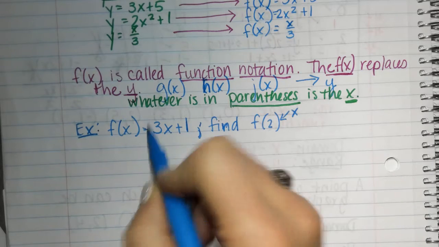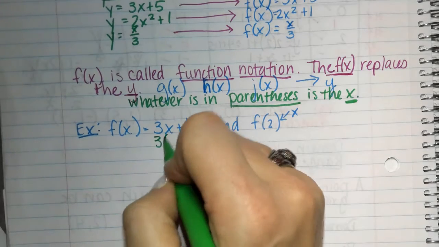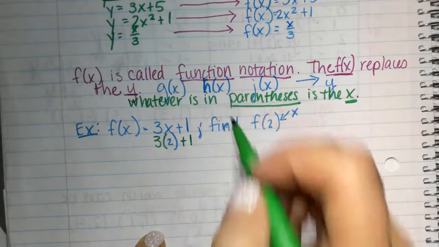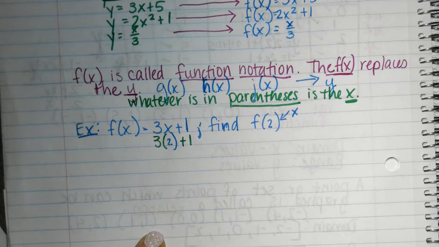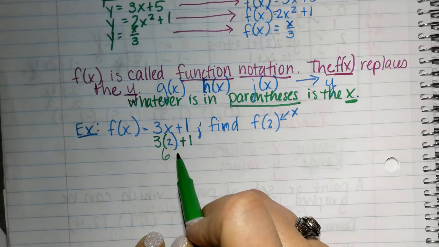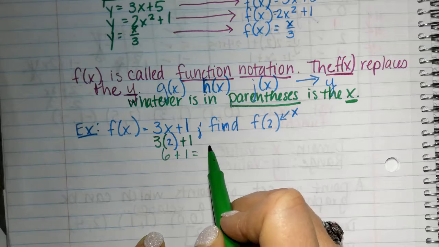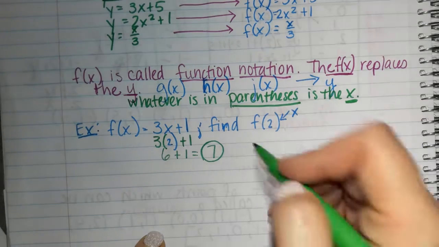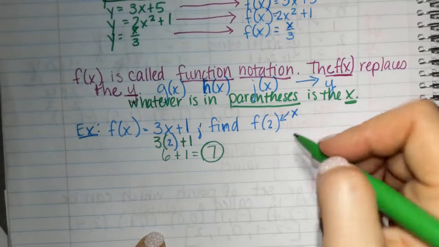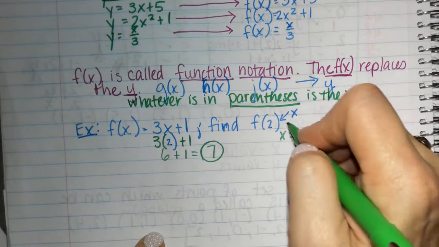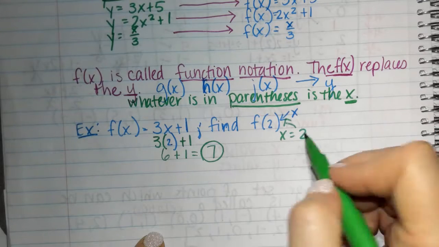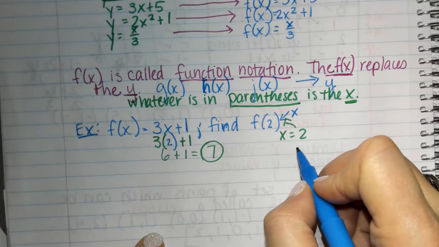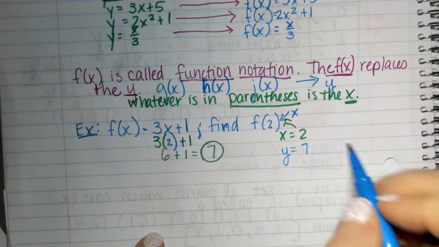So here you would have 3 times 2 plus 1. So you would get 6 plus 1 equals 7. Okay, so 7. Your x was 2. We just learned that right there. And so 7, what do you think 7 is going to be? If your x is 2, 7 is going to be your y.